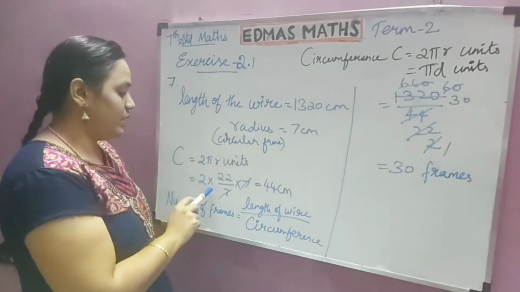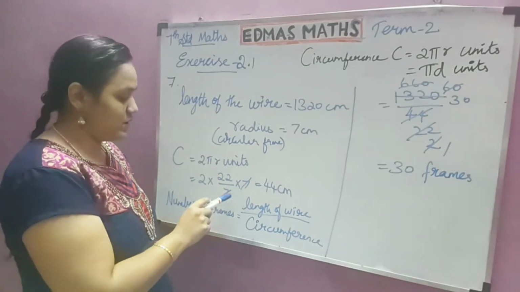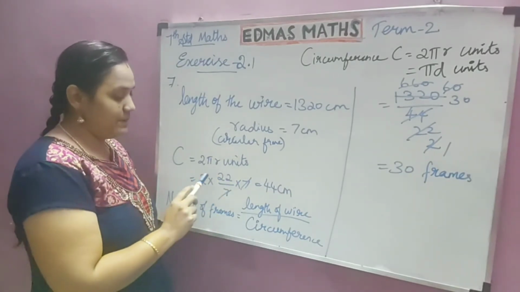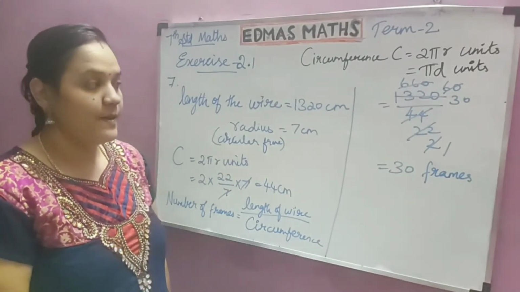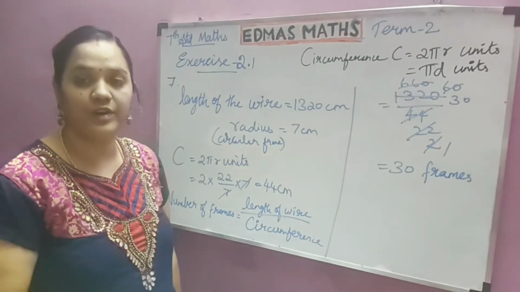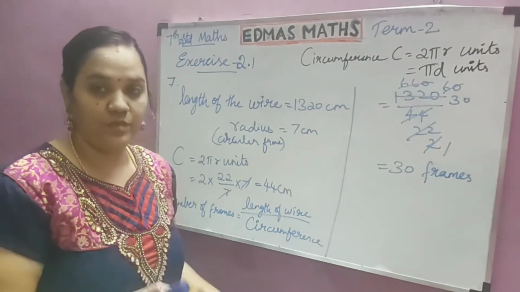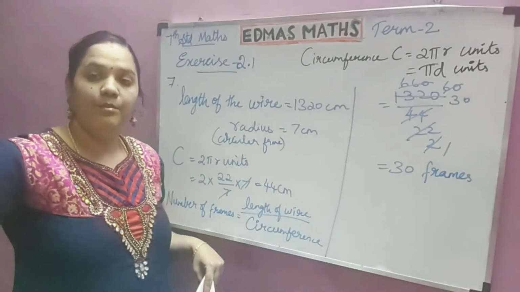So now 2 into 22 by 7 into 7. I have cancelled 7 by 7 and my answer is 44 centimeter. Now we have to find out how many frames we can make out of that big wire.